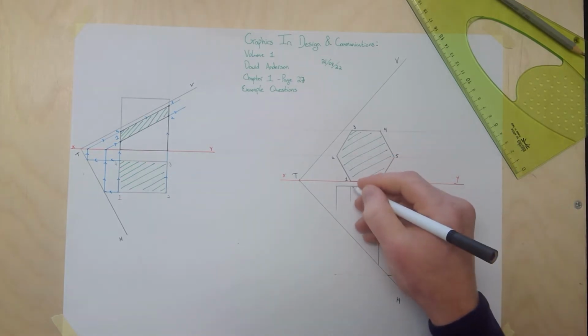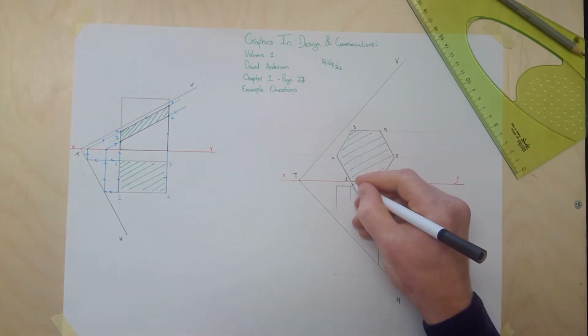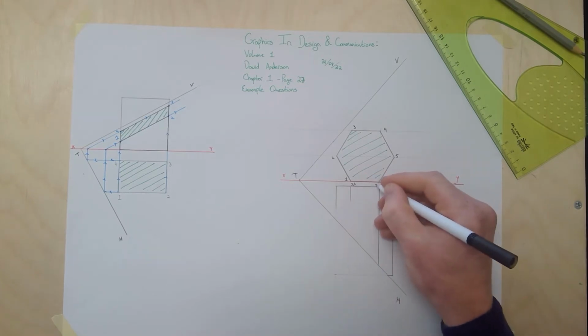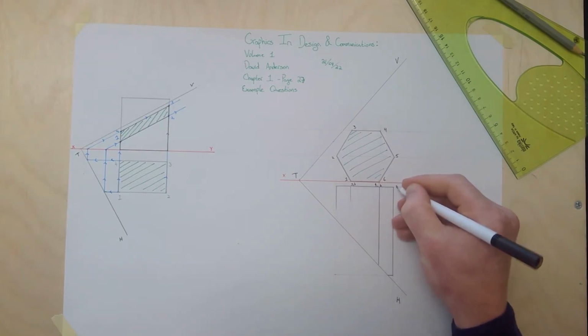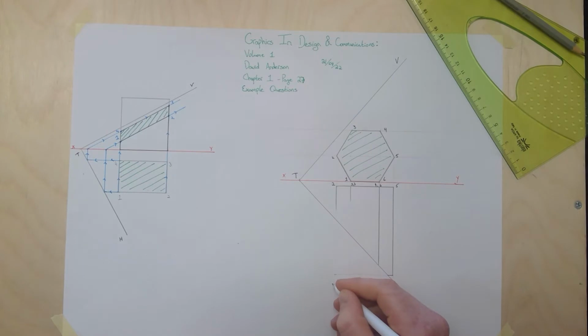Okay. I'm going to find the corresponding points then down the plan. So this is 1, 3, 4, 6, 5, 2. And I'm going to write them out in the front here as well, just to make sure I don't make the mistake of mixing up points. 1, 3, 4, 6, 5.